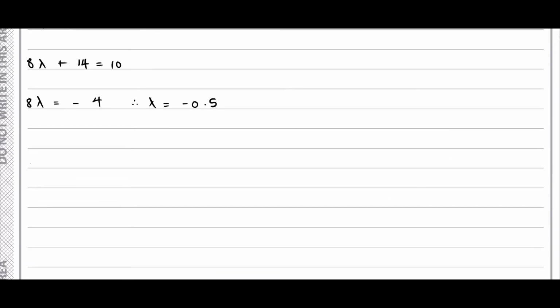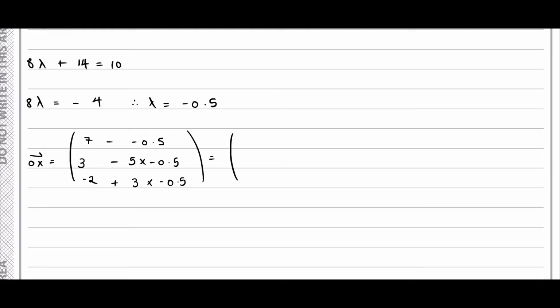We can therefore conclude that OX will equal 7 minus 0.5, 3 minus 5 times minus 0.5, and minus 2 plus 3 times minus 0.5. The result of this, we have 7.5, 5.5, and minus 3.5. Of course, the coordinates of X would be 7.5, 5.5, and minus 3.5.